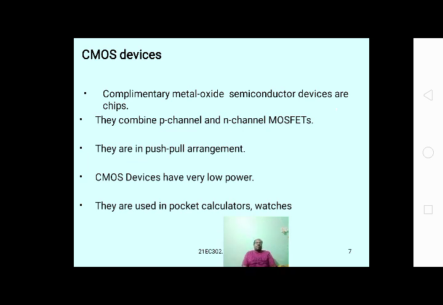CMOS means complementary metal oxide semiconductor devices. Okay, this is about the CMOS device. Uses are pocket calculators, watches and portable computers. Next, these have very good noise immunity and low power dissipation. These are the important advantages, applications and mode of construction.